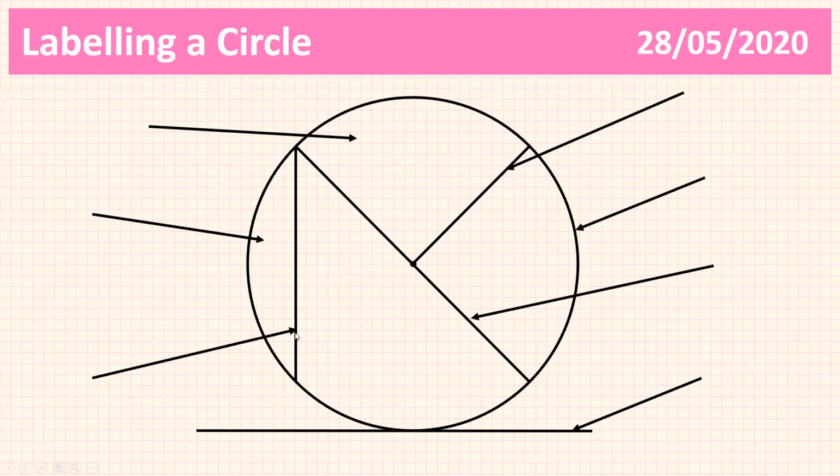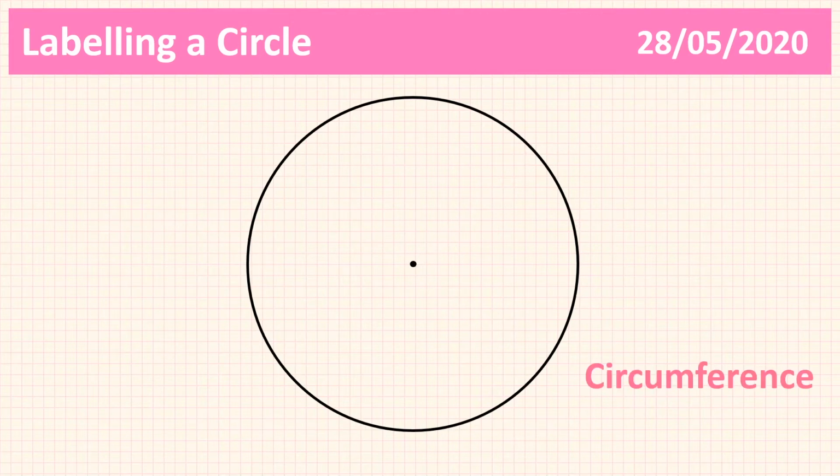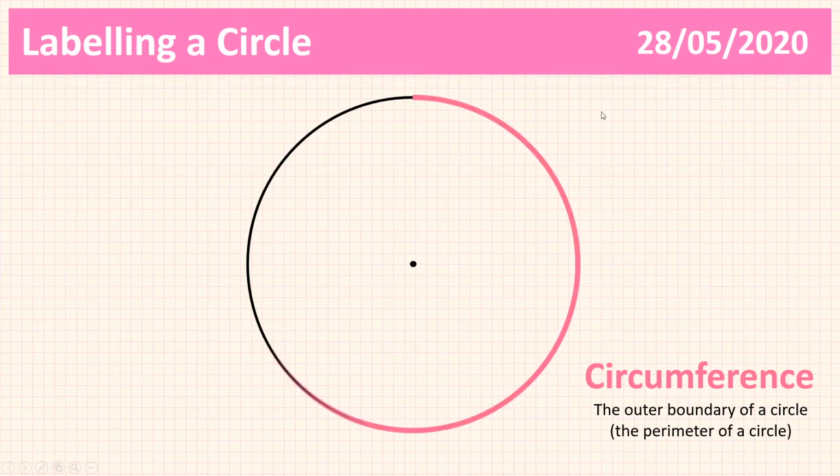Okay, so we're just going to go through every part of labeling a circle. You may want to make some notes here. I'm going to give you some definitions for each part of the circle. We're going to start off with the circumference. The circumference is the outer boundary of the circle, or the perimeter of a circle. The perimeter of a circle is called the circumference, and it's the bit that goes around the outside of the circle, the outer boundary of the circle. So just like my diagram, the bit in pink is the circumference.